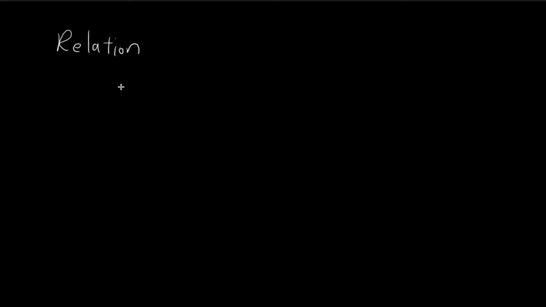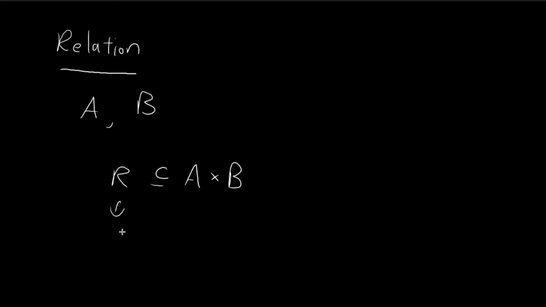In the last video, I provided the intuition behind the concept of a relation. In this video, we're going to delve into a more mathematical definition of the concept. To define a relation, we first specify two sets. Let's call them A and B. A relation R from A to B is a subset of the Cartesian product between A and B. So R is a relation from A to B.